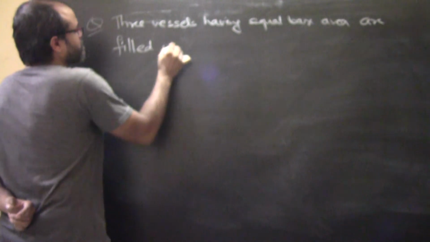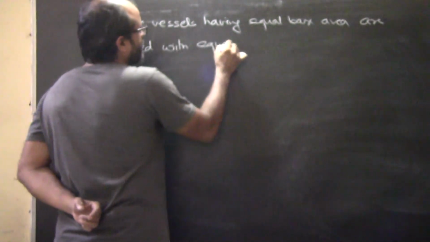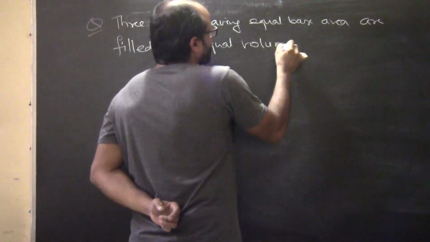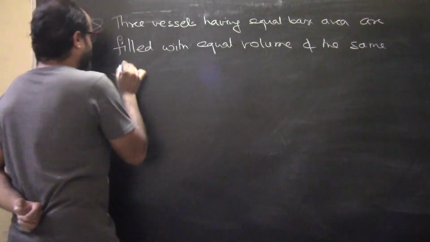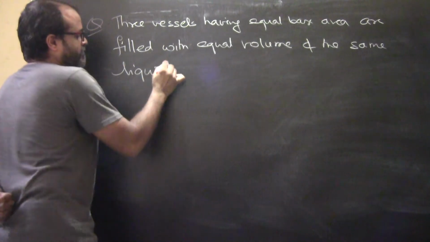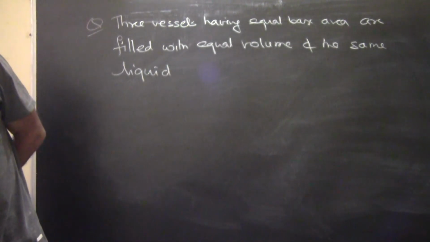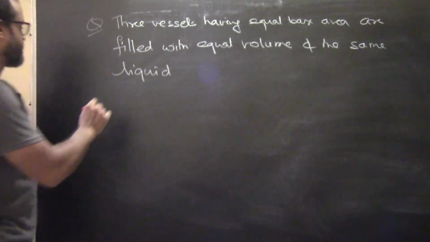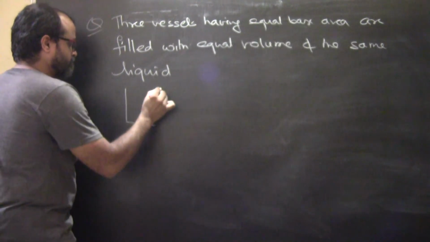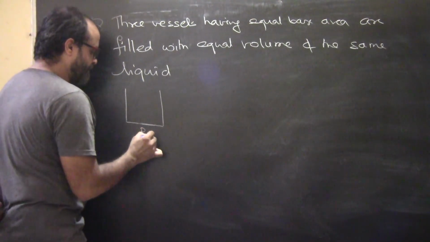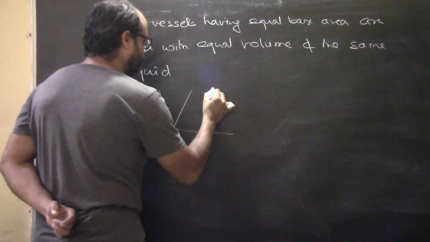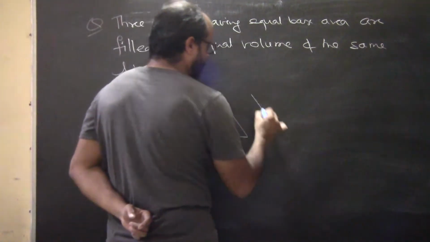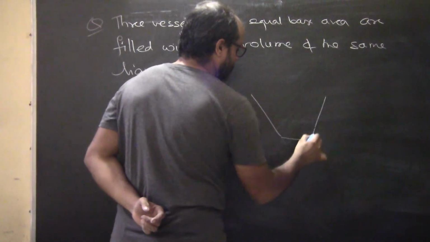Three vessels are filled with equal volume of the same liquid. So, let us say this is PA, this is PB and this is PC.